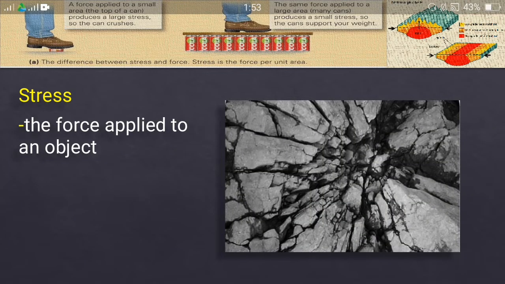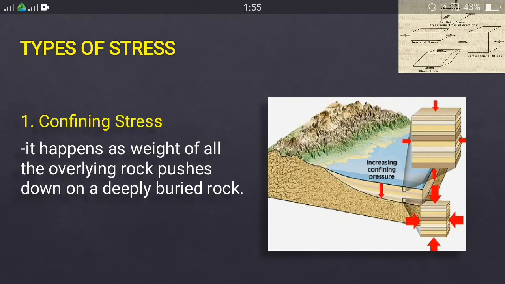Stress is a force per unit area that is placed on a rock. And we have different types of stress. 1. Confining stress. A deeply buried rock is pushed down by the weight of all the material above it. Since the rock cannot move, it cannot deform, and this is known as confining stress.